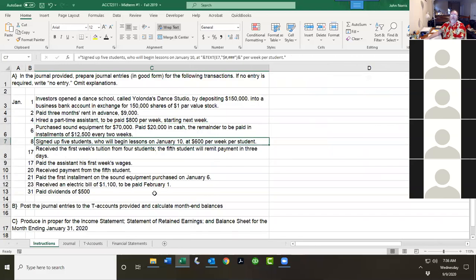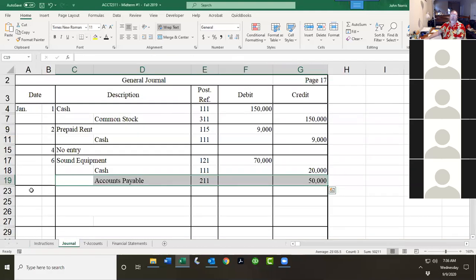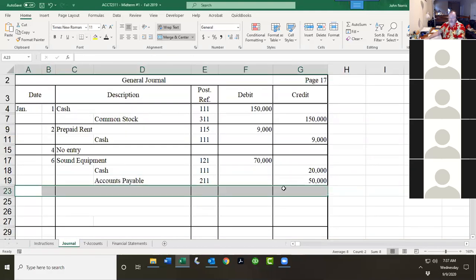Then we signed up 5 students who will begin lessons on January 10th. So you signed them up on the 8th at $600 per week per student. This one is also a non-transaction. All you've done is sign up. You haven't begun lessons yet, you haven't earned any revenue. So this one also is a no entry.